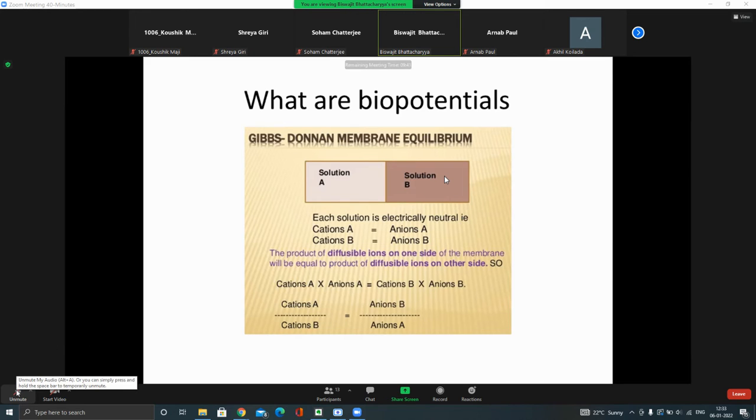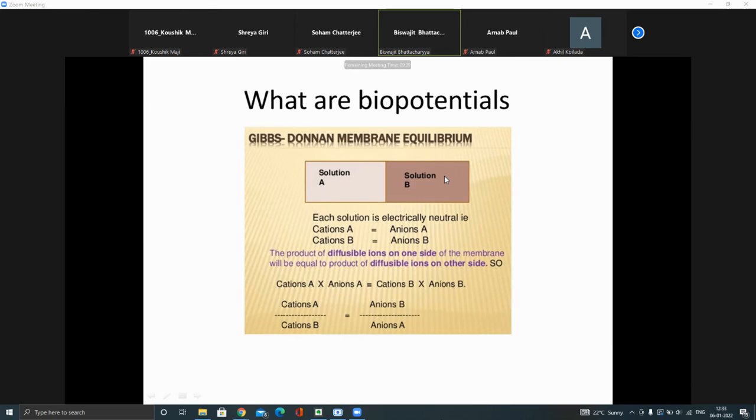So now let's see that there is an equation called the Gibbs-Donnan membrane equilibrium condition. What is that? The first part is that when there are two solutions in a container, we call them solution A and solution B, and each solution is initially electrically neutral. So the number of cations, meaning positive ions, must be equal to the number of anions in one solution. Then only they will be electrically neutral.